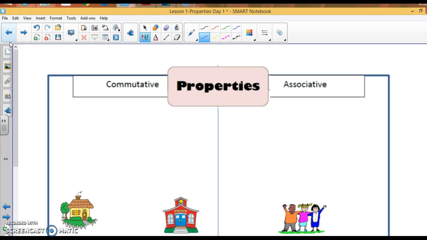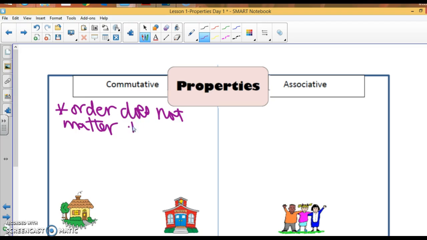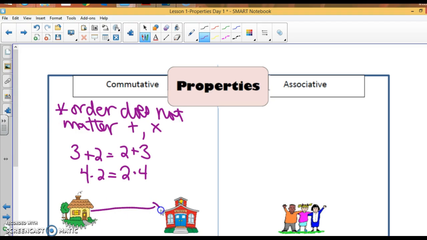Properties of numbers. The commutative property says order does not matter. This works for addition and multiplication. For example, 3 plus 2 is the same as 2 plus 3. 4 times 2 is the same as 2 times 4. That is the commutative property. And I like to say this: your commute from home to school is the same as your commute from school to home. Same exact distance. Order doesn't matter.